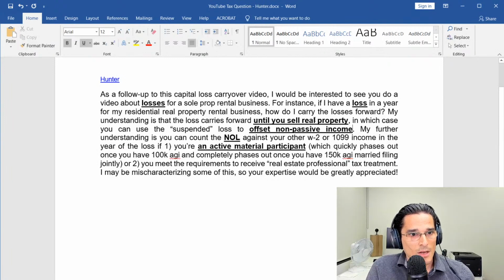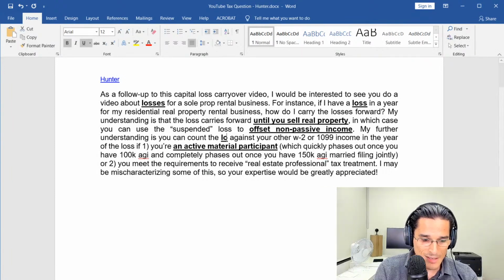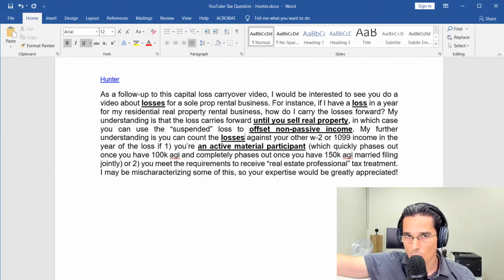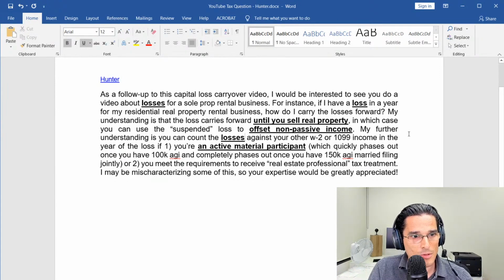All right. My further understanding is that you can count the NOL. Again, we don't want to use NOL in this context. It has a totally different connotation from a tax perspective. Let's just use losses to make sure that we don't confuse anyone. Against your other W-2 or 1099 income in the year of the loss if, one, you're an active material. See, we got to be very careful here.